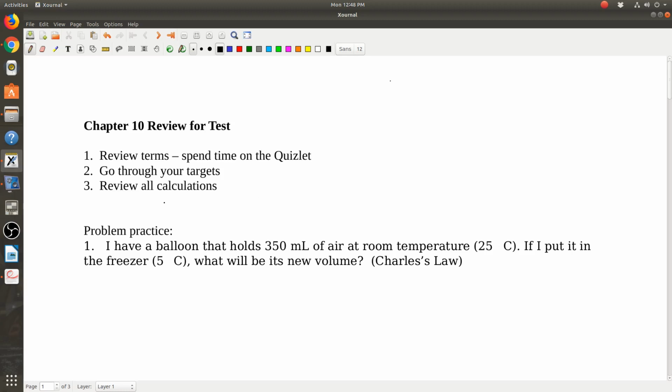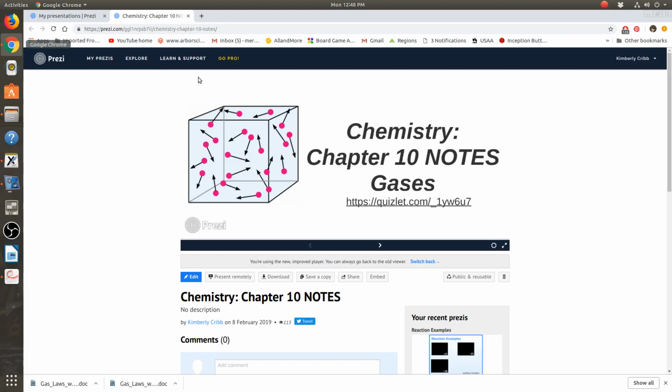I just wrote down a few things that you need to remember. One of them is to review your terms. You need to spend time on the Quizlet in order to do that. So we're going to take a moment to go to the Quizlet.